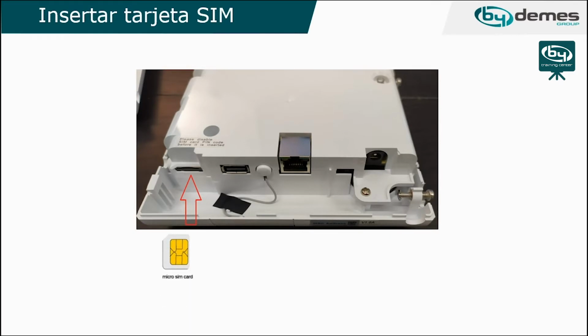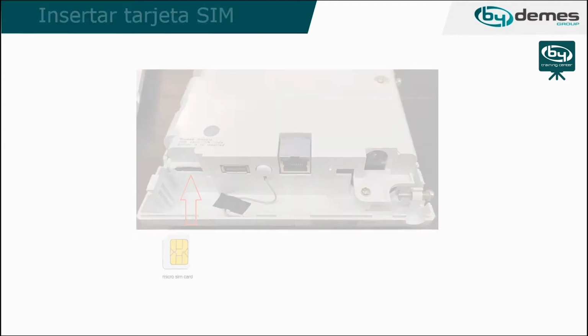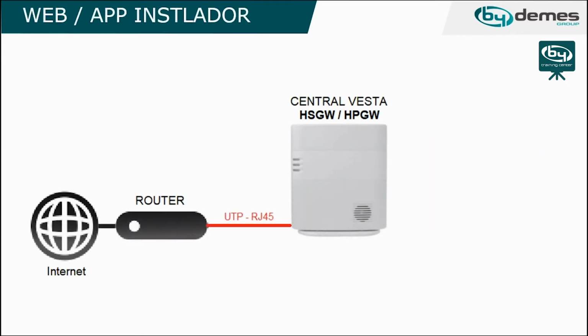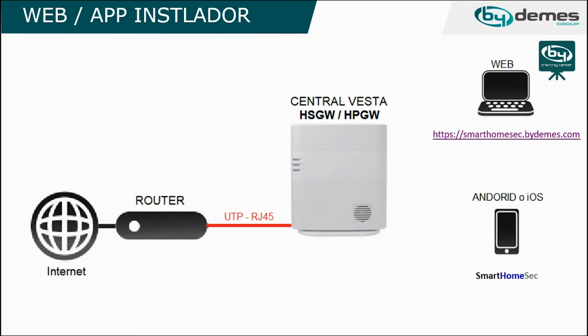First, we have to insert the SIM card in the side slot. Once inserted, we supply power to our panel, connect the network cable if we want to configure it from the installer app or from the web browser. As I said before, we are going to perform the configuration from the computer and from the installer app.